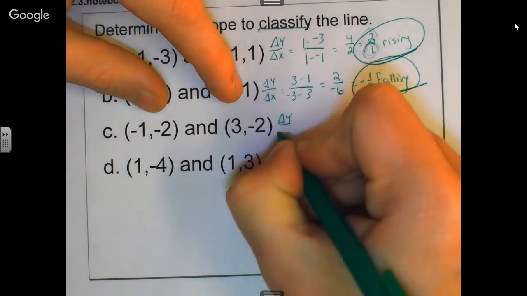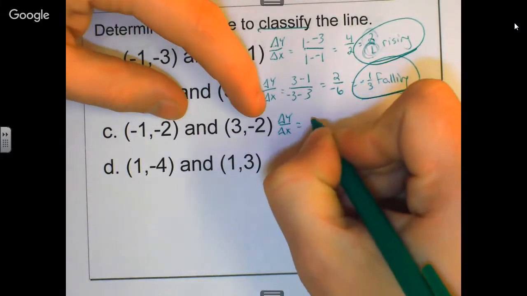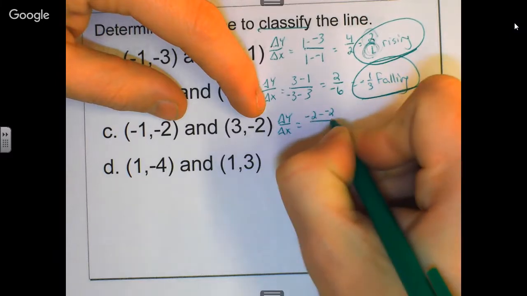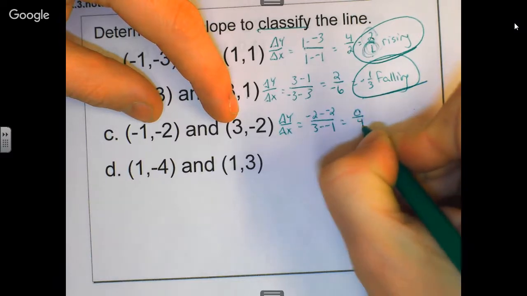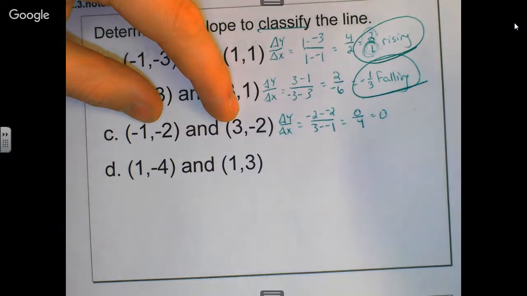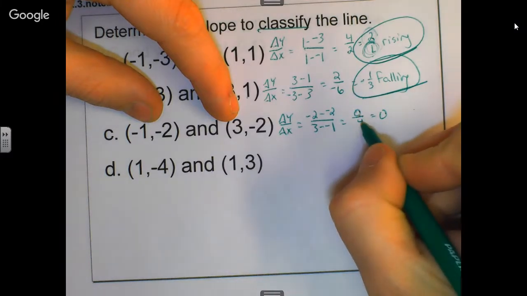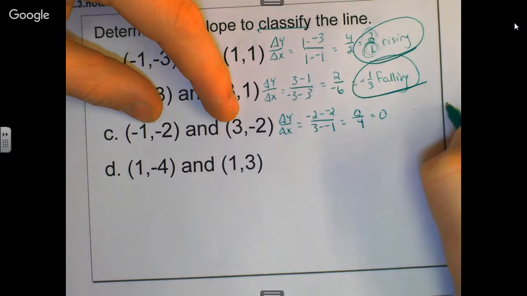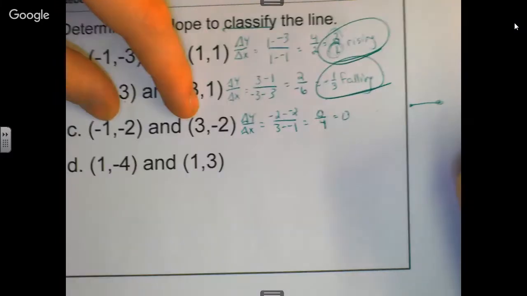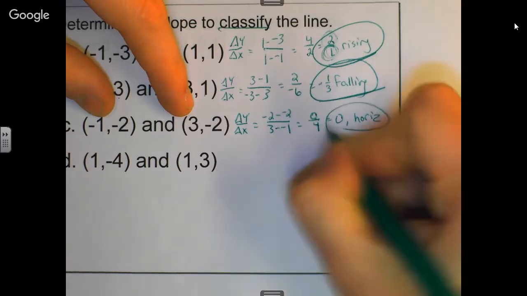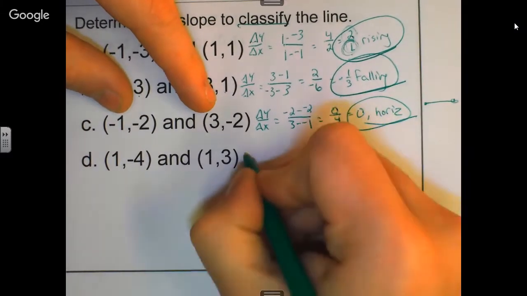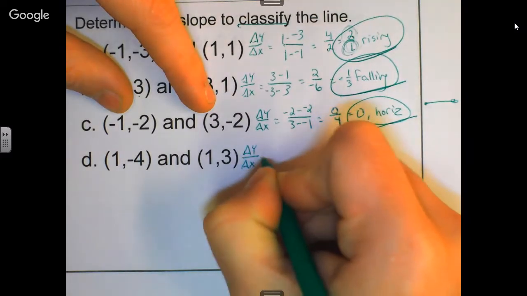Change of y, change of x. So that's -2 minus -2, 3 minus -1. So that is 0 over 4, which is a slope of 0. So I'm rising none, and I'm going over 4. If I have a line that starts here, and I don't go up any, but I go to the right 4, what kind of line is that? That would be a horizontal line.